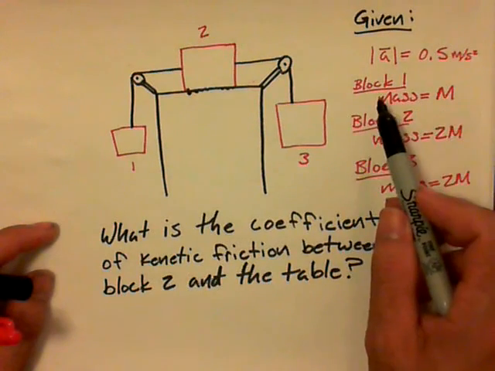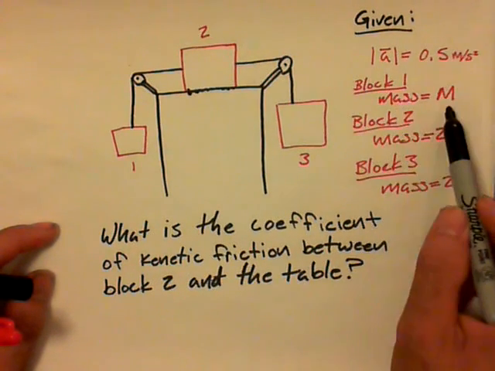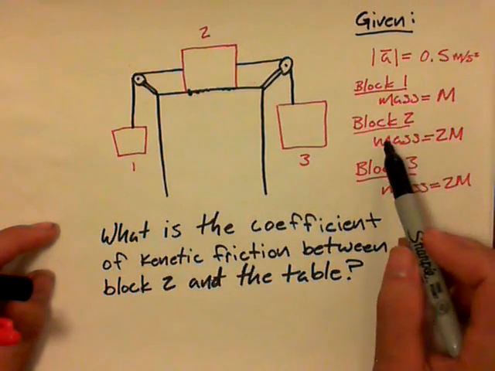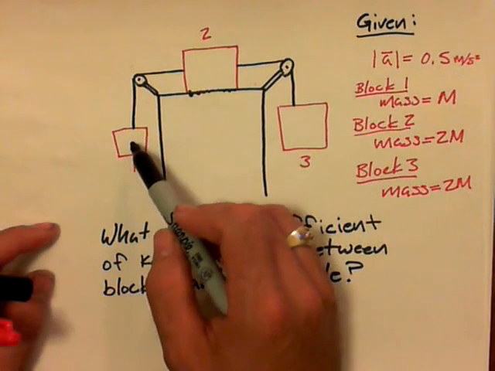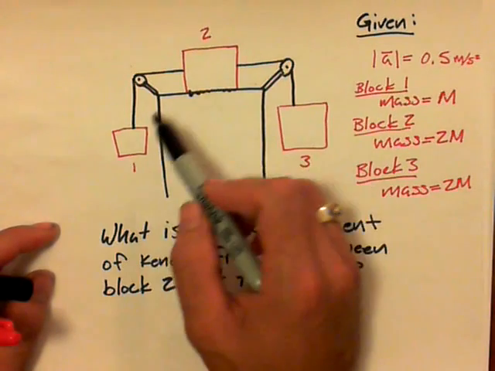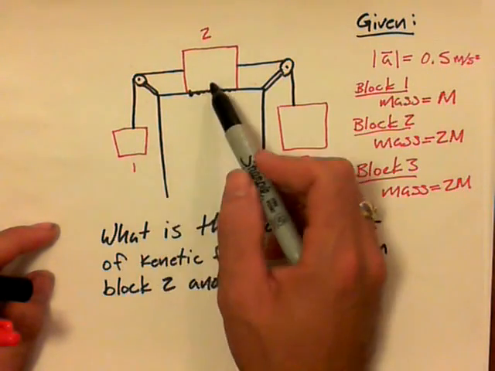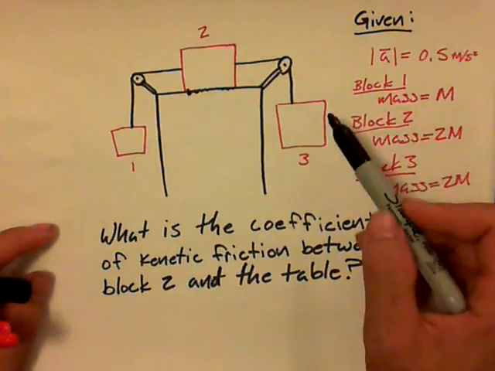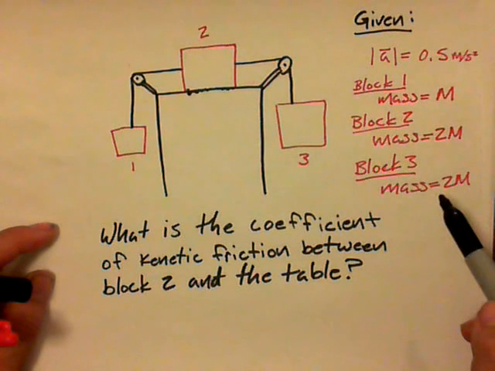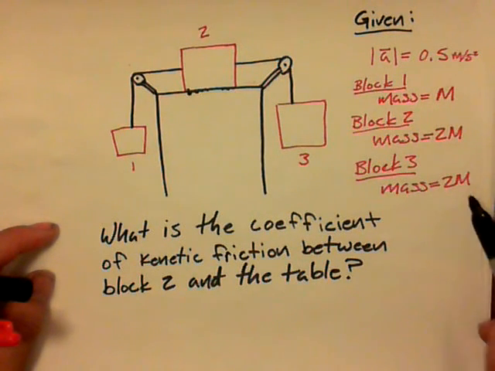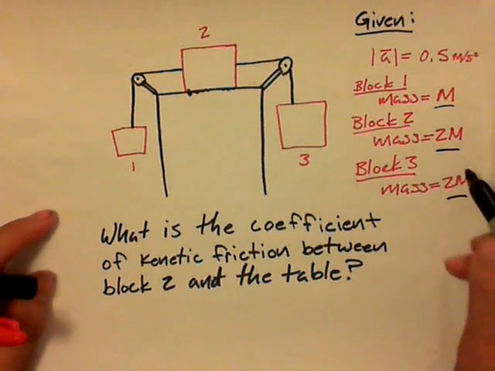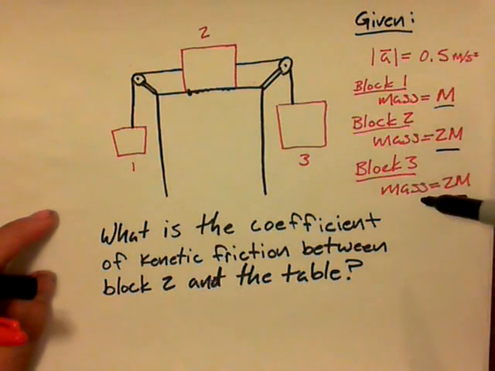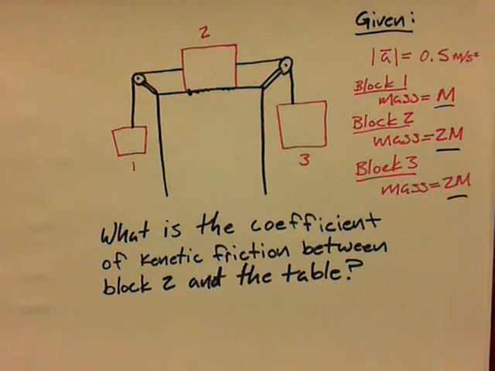The mass for block 1 is m. The mass for block 2 is 2m, so this block is twice as heavy as this block. So 2 is twice as heavy as 1, and 3 is also twice as heavy as 1. So we have m, 2m, and 2m for our various masses for the blocks. So those are our givens.